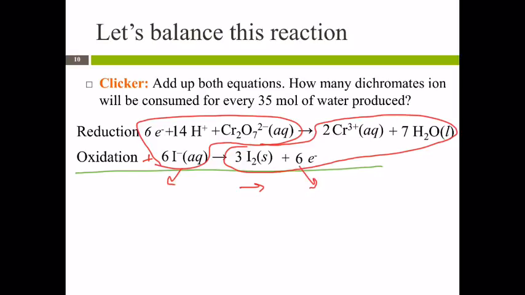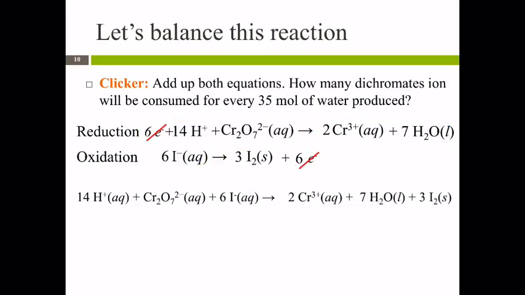And the reason that we do this is to make sure in the end that on the right side we have the same number of electrons released as we do on the left side that are gained. So we can write this all out. We have our final balanced chemical reaction for this in acidic conditions.